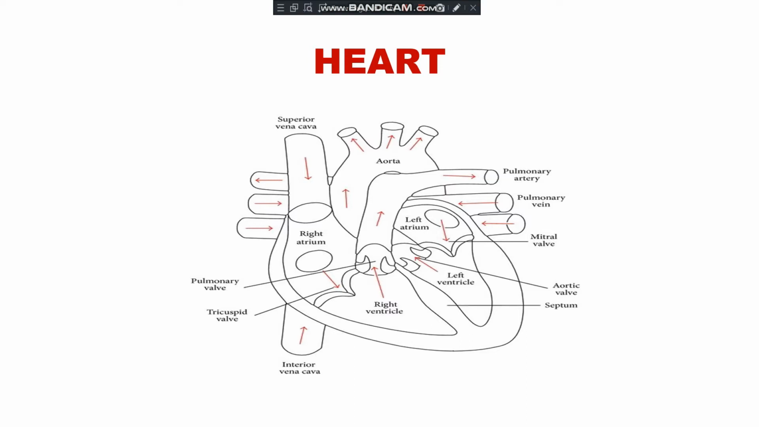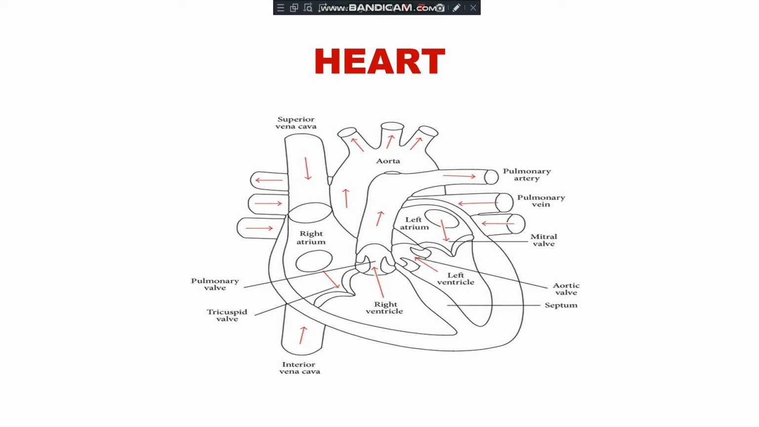Now, what is the function of the atrium? The atrium receives the blood. The blood comes to the atrium, then it goes to the ventricle. And the function of the ventricle is to push or pump the blood to the parts of the body. Now, the right atrium, or right part, receives the deoxygenated blood, and the left part receives the oxygenated blood.